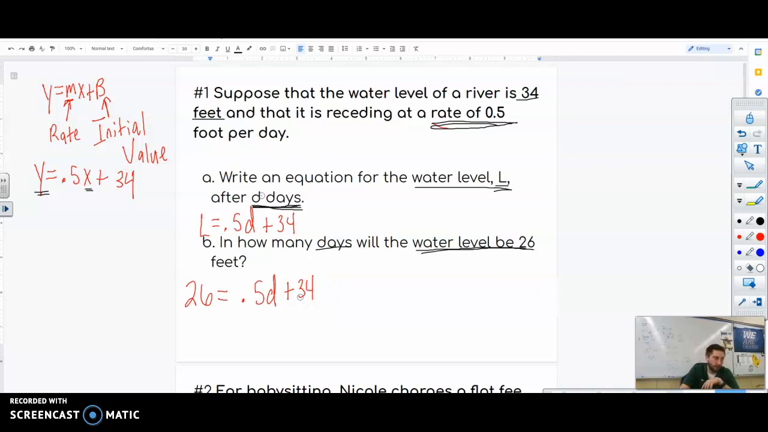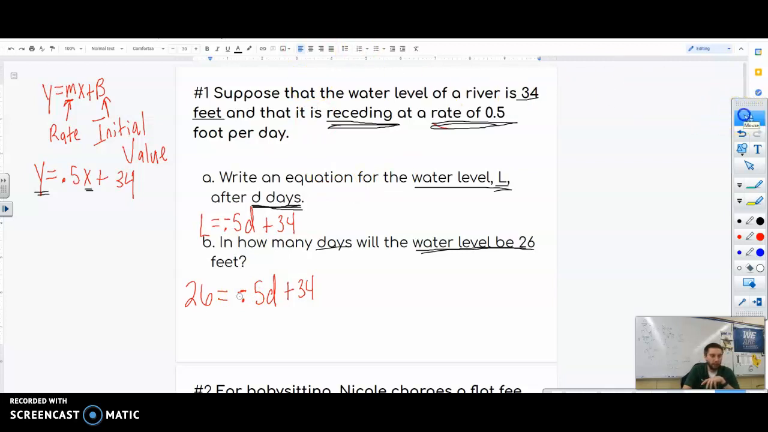You know what? I just realized I messed something up here. Did you guys see this word up here, receding? What does it mean to be receding? Receding means that I'm losing water, right? I'm going the wrong way here. So what does that mean about my rate? That means that my rate needs to be negative. So I've got to make sure that I put a negative in front of that D.